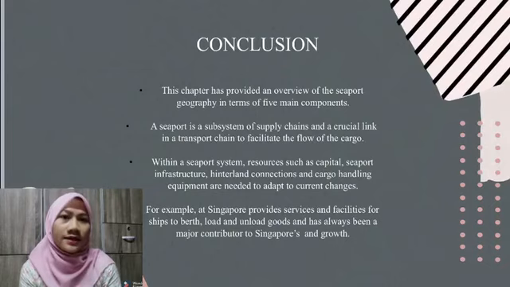In conclusion, this chapter has provided an overview of the seaport geography in terms of 5 components. A seaport is a subsystem of supply chain and a link in the transport chain to facilitate the flow of cargo from one node to another, which contributes to supply chain by creating value-added service to increase the competitive advantage, such as in Singapore, providing service and facility for ships to berth, load and unload goods, and has always been a major contributor to Singapore's economy and growth.